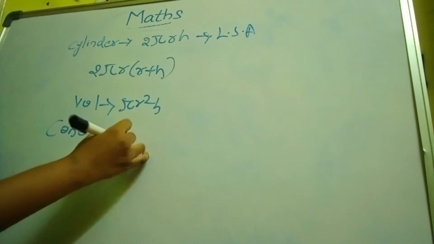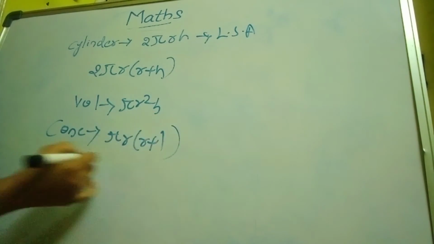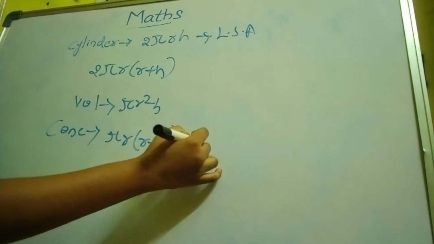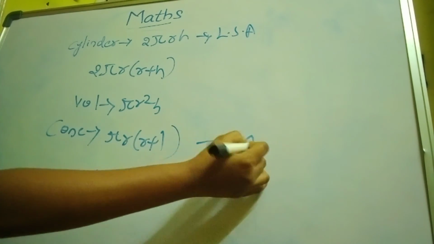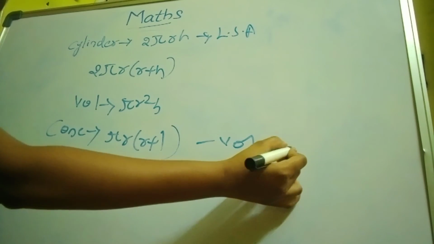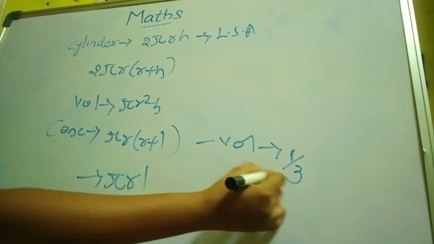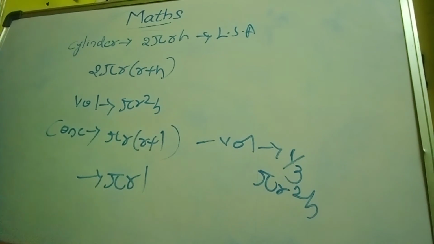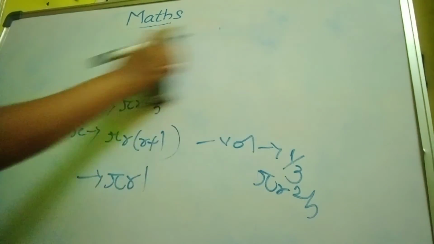TSA of cone? Pi R into R plus L. LSA? Pi R L. Volume? What is volume? 1 by 3 pi R square H. Okay, volume is 1 by 3 pi R square H. Have we completed all? No. Here we have still sphere, hemisphere, right?